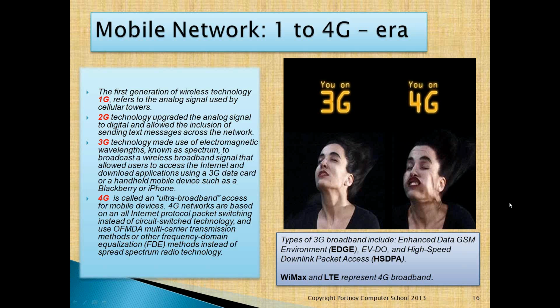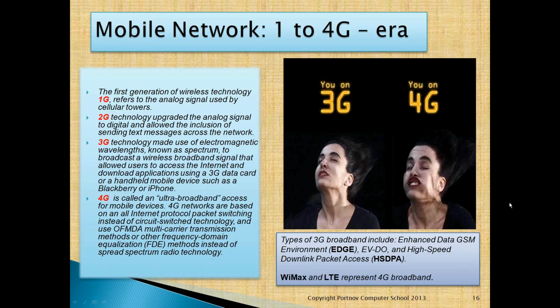Now we come to a short history of networks from 1G to 4G. The first one was just an analog signal used by the cellular tower. 2G was a technology upgrade from analog signal to digital and allowed the inclusion of sending text messages across the network. 3G, technically, started using electromagnetic wavelengths, known as spectrum, to broadcast a wireless broadband signal that allowed access to the internet, and we started downloading things to our mobile devices.